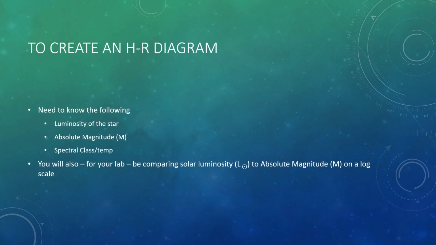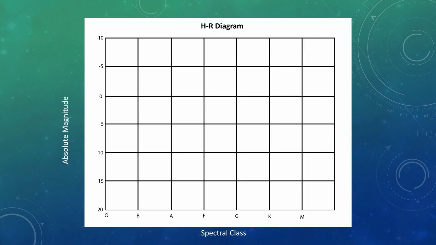So we take all this information and we create an HR diagram. We need to know the following: the luminosity, absolute magnitude, spectral class, and temperature. Also, for your lab, you will be comparing solar luminosity to absolute magnitude on a log scale. Let's have an example. We're going to start with a star that has a spectral class of O4 and a magnitude of -8. So you're going to draw a line like this, and you're going to put a dot. And then we have O5, M of 3, etc., etc.